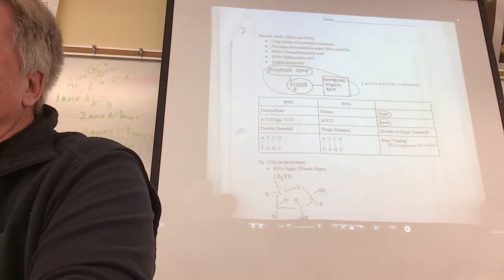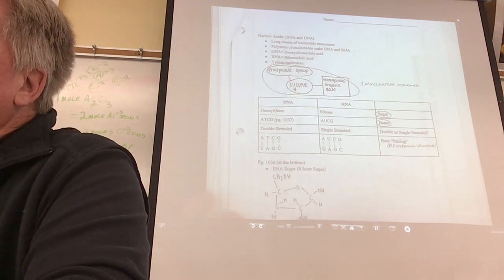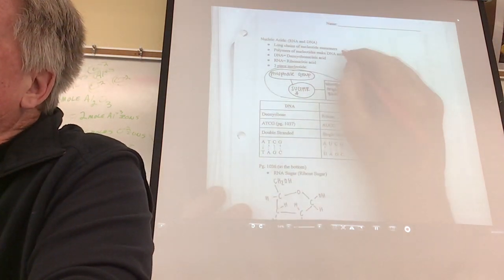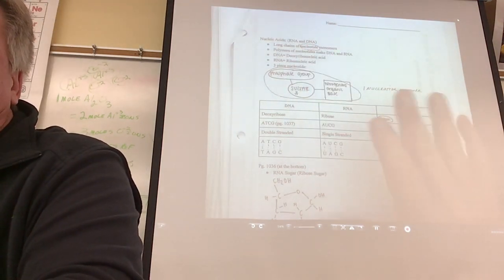If you have this handout sheet, let's talk a little about this. Nucleic acids are polymers, but what are the monomers? The monomers are called nucleotides. So stay with me, and this is the last part of the chapter.